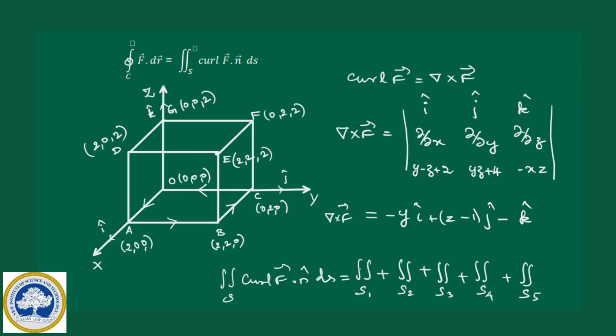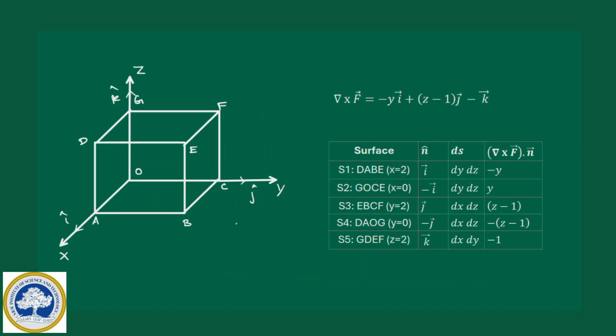Now we have to evaluate all the 5 double integrals and then add them together. If you notice, we have already found del cross F, that is curl F = -y i + (z - 1) j - k. Now according to this cube, we can consider the surface S1 as the front portion of the cube, that is DABE. Similarly, S2 will be the back portion, that is GOCF.